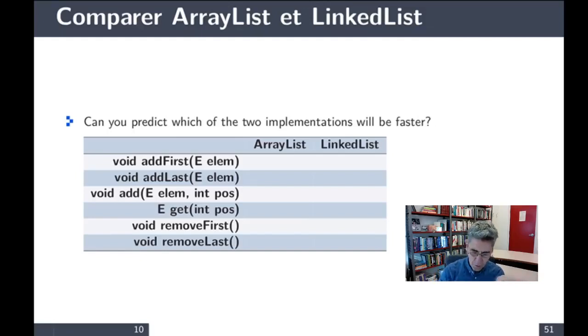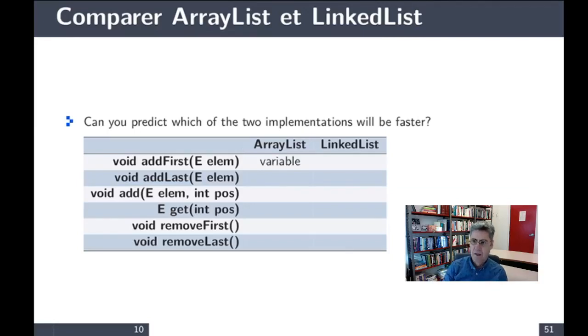Okay, so what we're comparing is the array list and the linked list. Let's start with add first. I'm adding an element at the first position and I'm in an array-based implementation. Is it constant or variable?